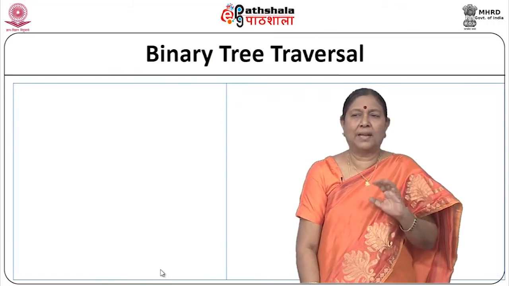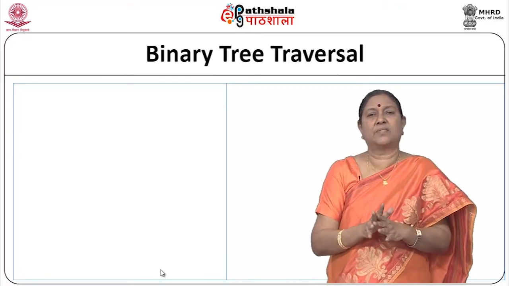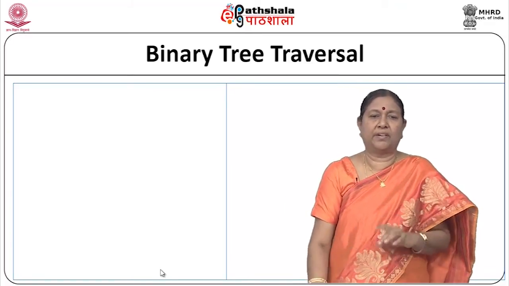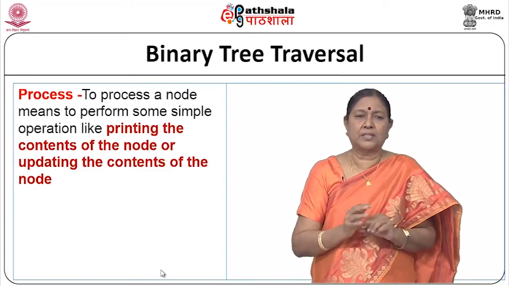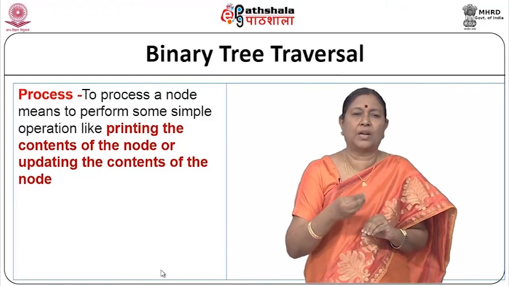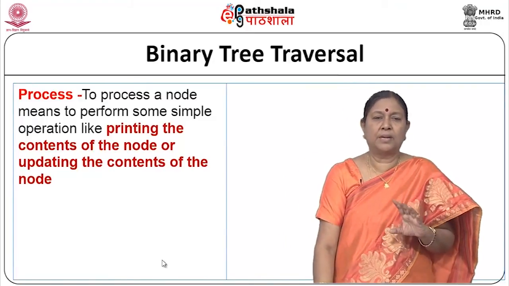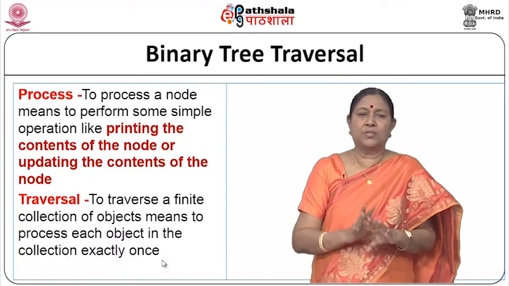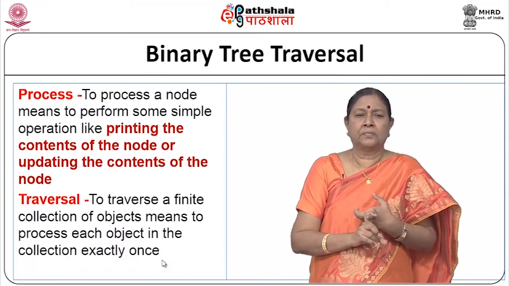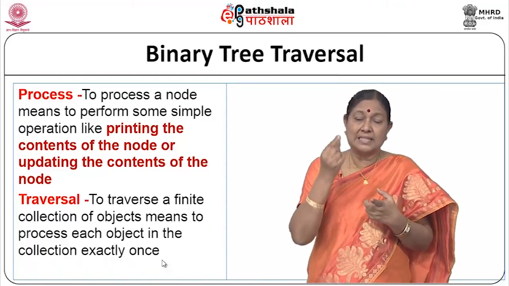So, now let us look at binary tree traversals. We just looked at traversals from the general tree, but it is much more important to look at it from the binary tree angle. To process a node means to perform some simple operation like printing the contents of the node or updating the contents of the node, that is the meaning of processing. Traversal means to traverse a finite collection of objects, processing each object in the collection exactly once.